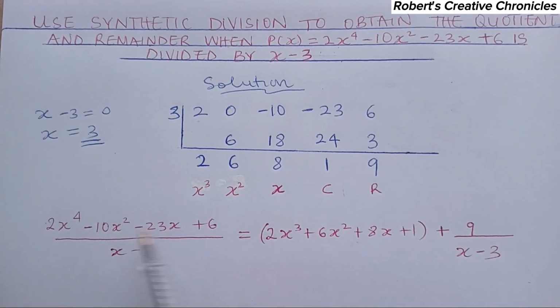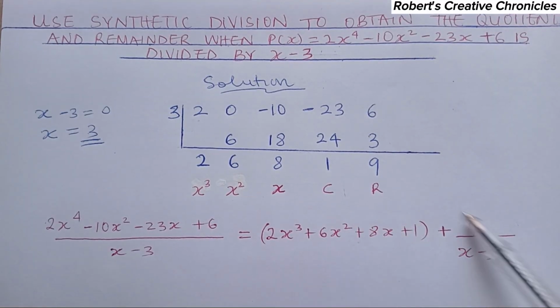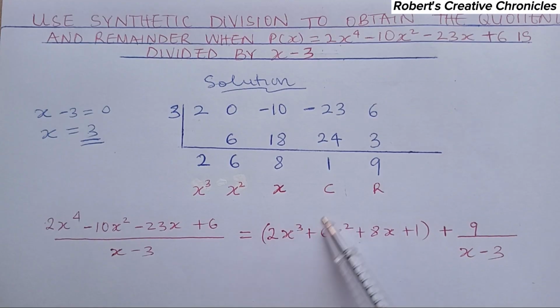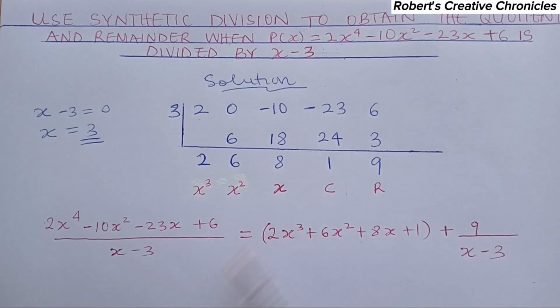Now, this division can be expressed in terms of this. And if you solve the right hand side of this equation, find the LCM. The LCM is x minus 3. You multiply it by this, add it to 9, divided by x minus 3. You will get this back. If you do not get this back, you know that this is not correct. But if you do this, you get this back. So this synthetic division is correct.